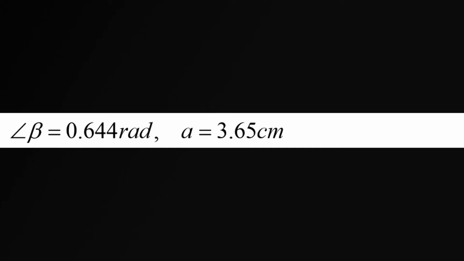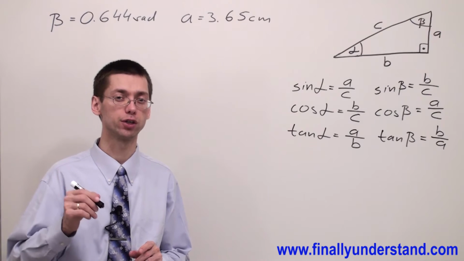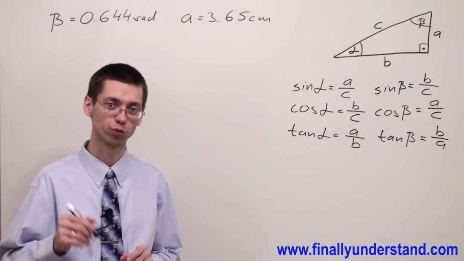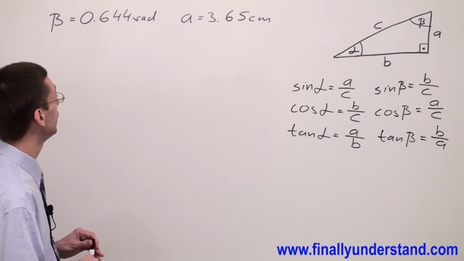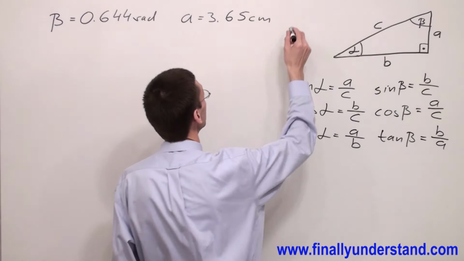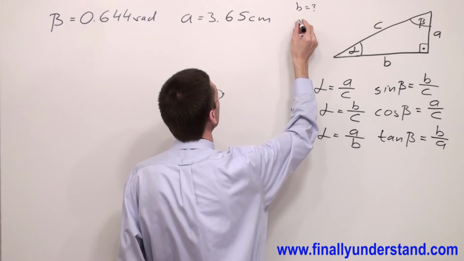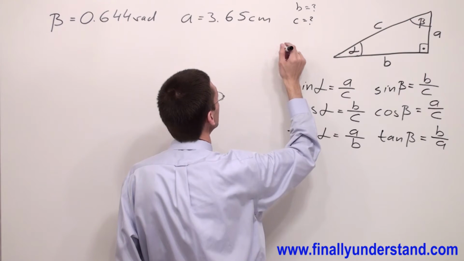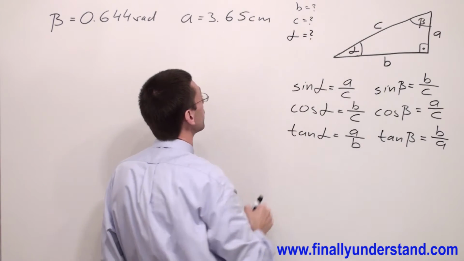We have another example on the board. This time we have angle beta expressed in radians. So the very first thing you're supposed to do is switch your calculator to radians. And we have given the length of side A. We're supposed to find the length of side B, the length of side C, and the angle alpha.